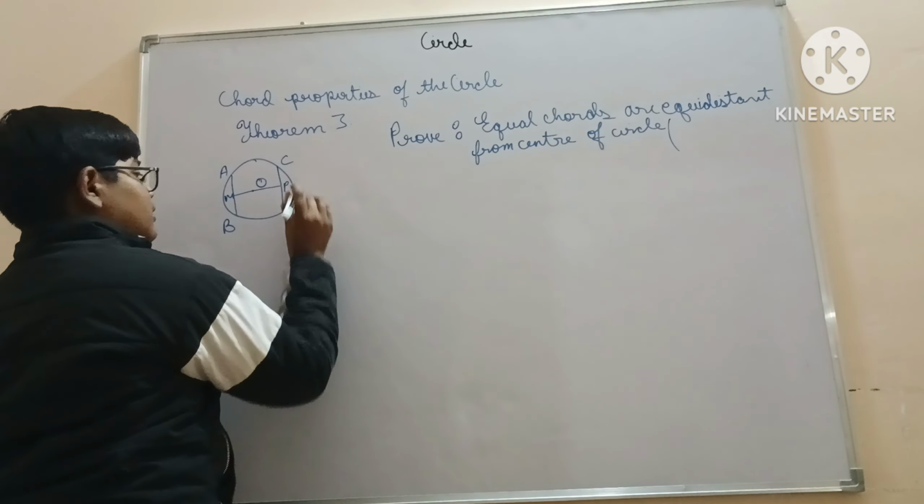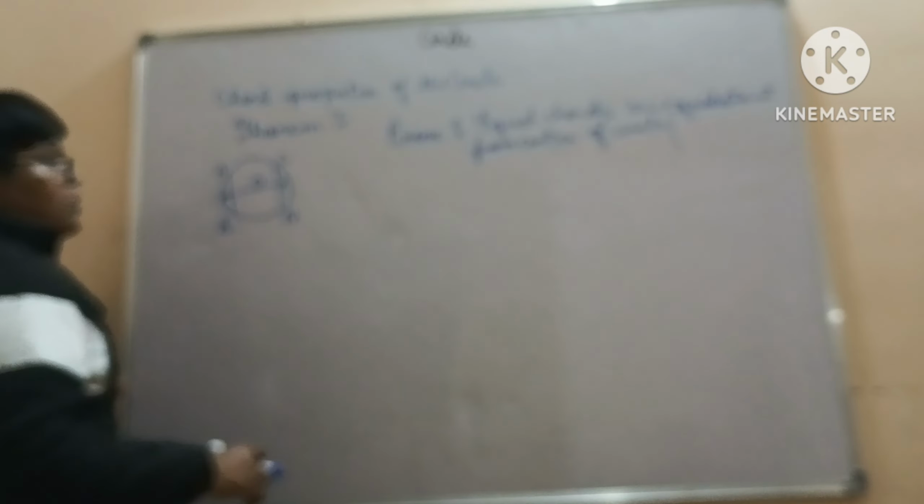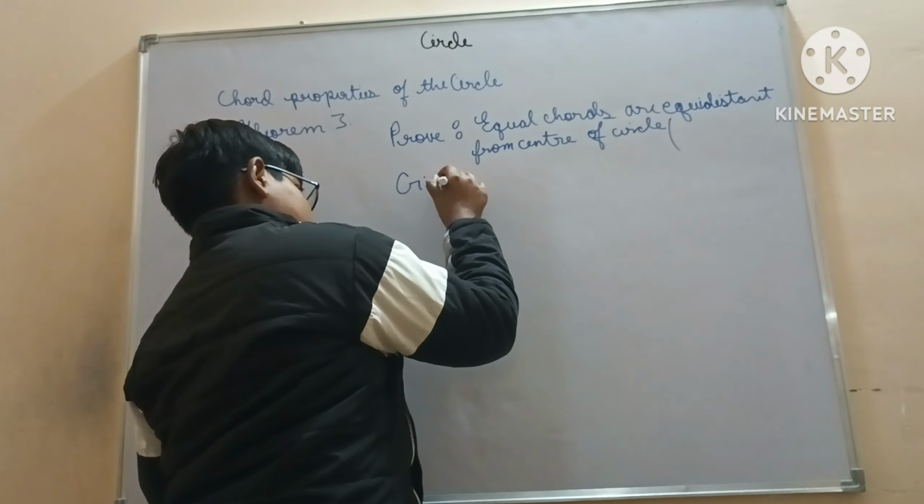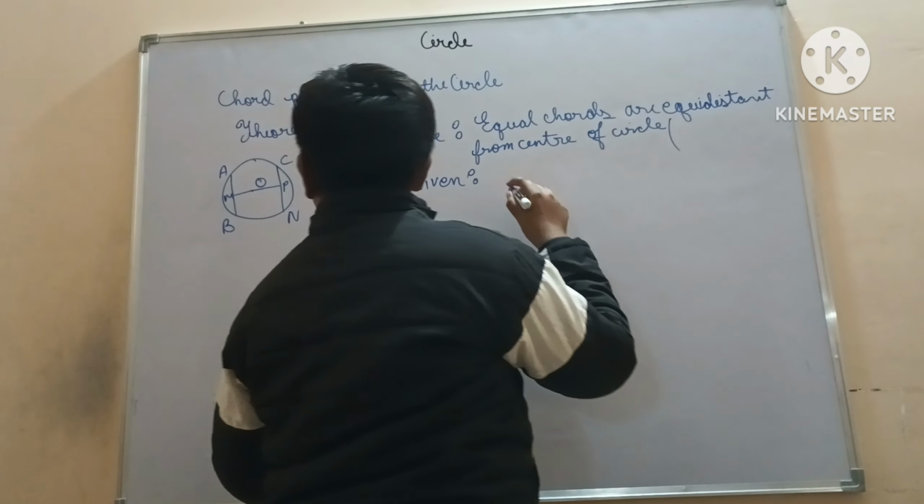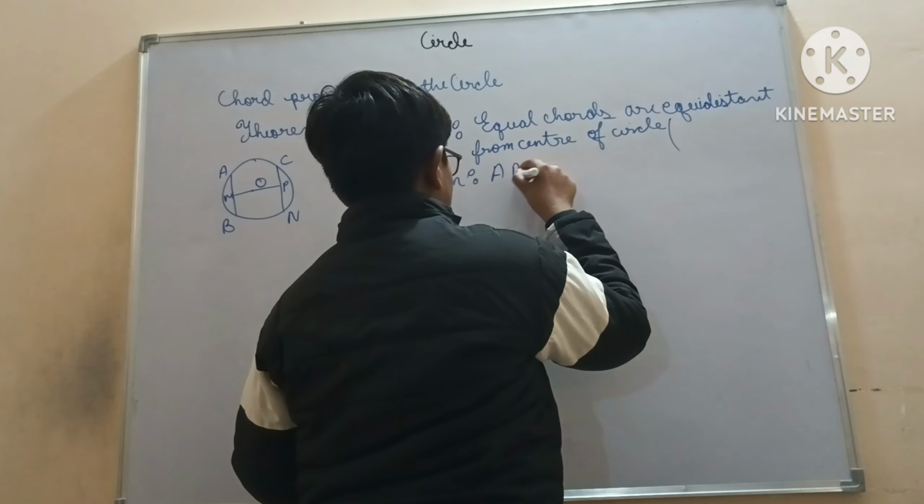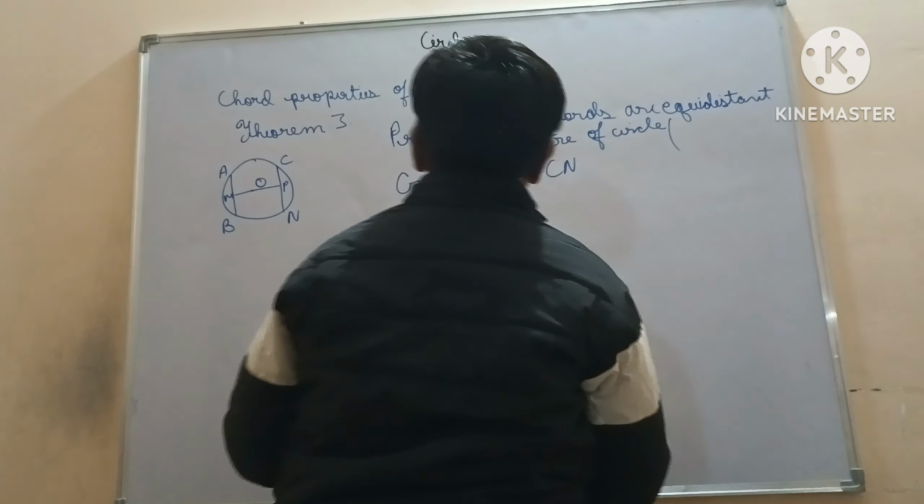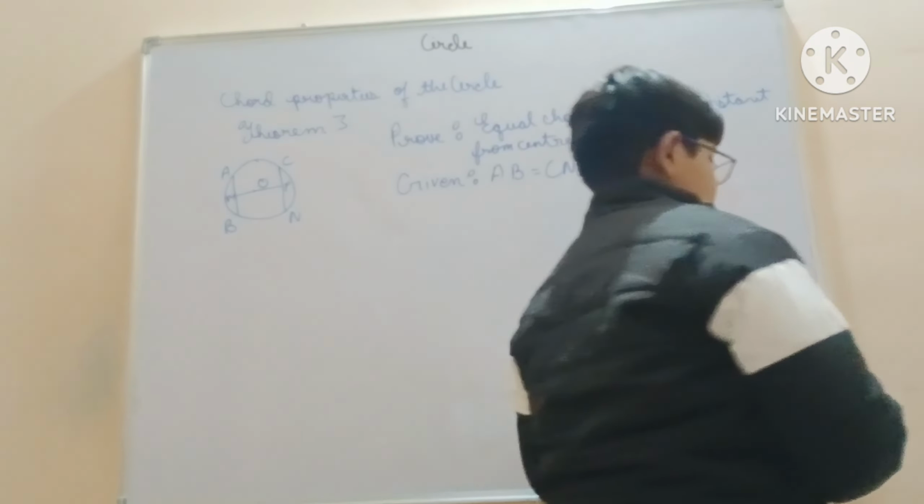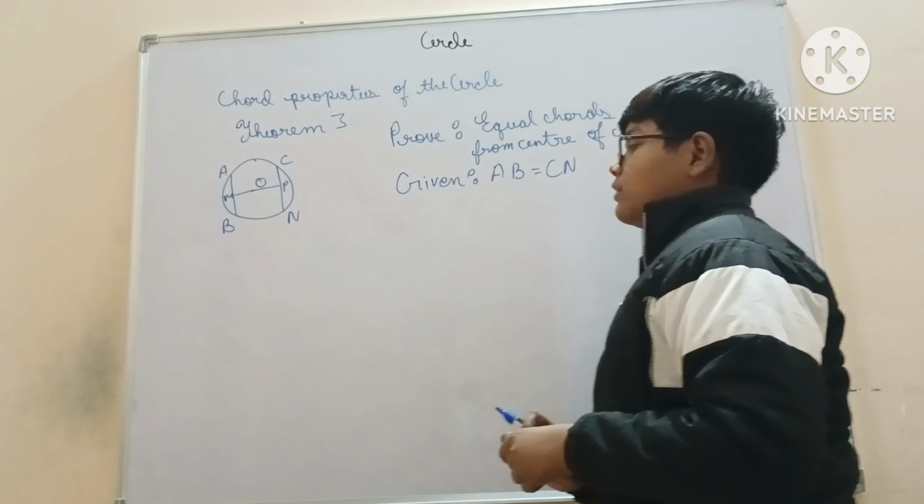Now we can say that, and it is given to us that AB is equals to CN. It is given to us that AB is equals to CM.